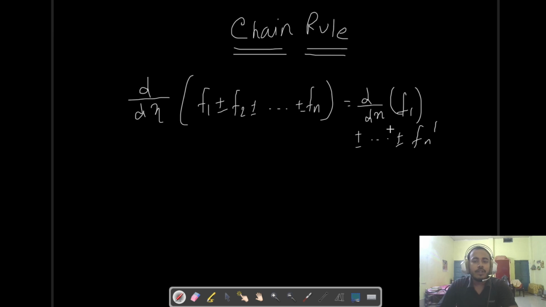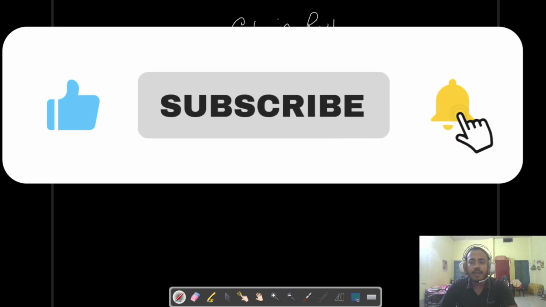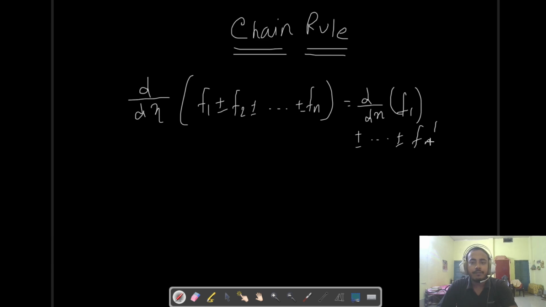Now, the notation of derivative can be either written as d/dx when you are differentiating with respect to x, or it can be written simply as fn prime, which also means derivative of fn with respect to x if fn is a function of x.